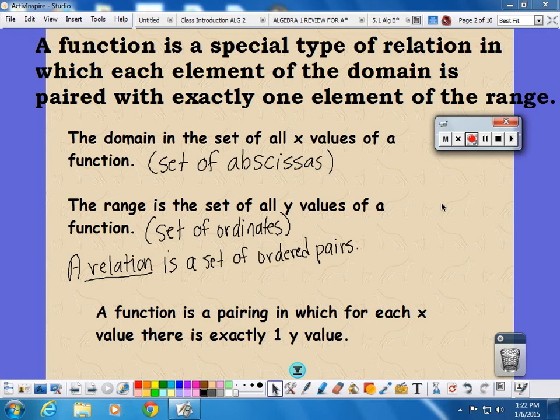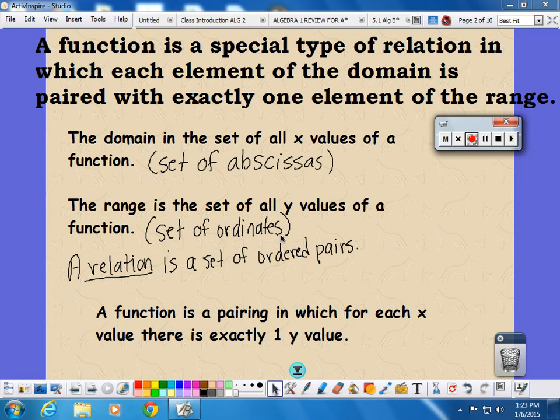Okay, so a relation is a set of ordered pairs. And we can write a relation as a set, a table, a mapping, a graph, or an equation. If any of those are a function, then each element of the domain, in other words, all the x's of the relation or all the x's of the function, occur only one time in the table or in the set. Because they are paired to exactly one element of the range, which are the y's.